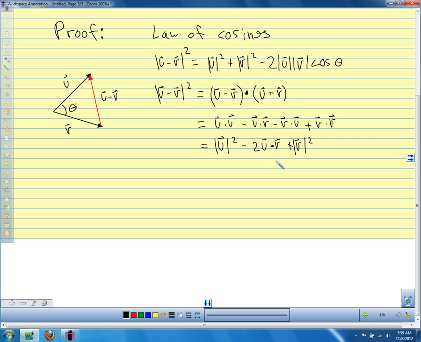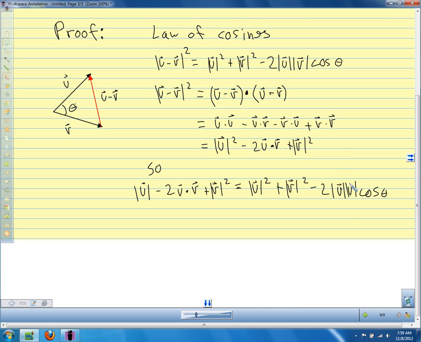And then now I'm going to substitute this expression in, so I get the magnitude of u squared minus 2 u dot v plus the magnitude of v squared equals the magnitude of u squared plus the magnitude of v squared minus 2 times the magnitude of u, magnitude of v, cosine theta.